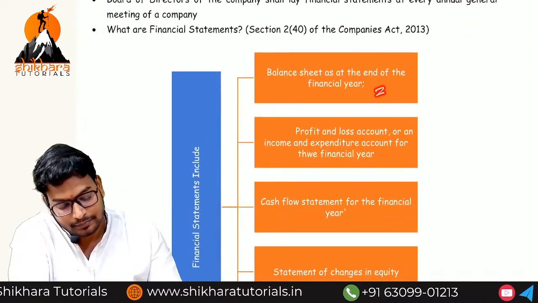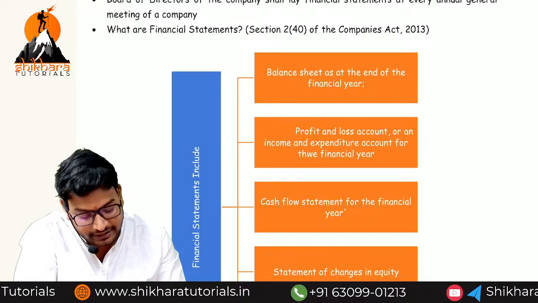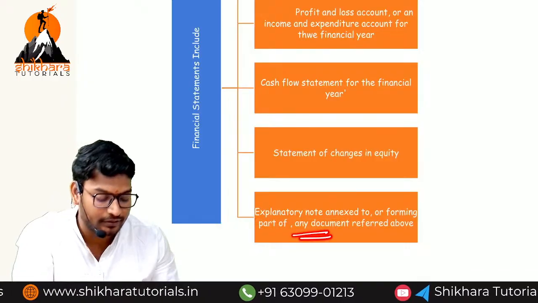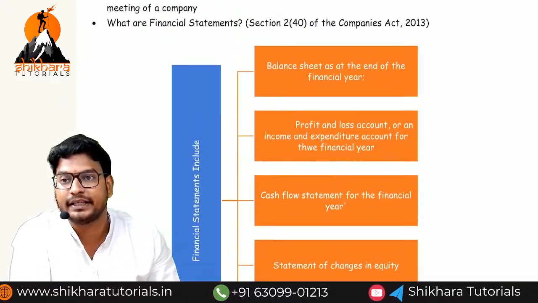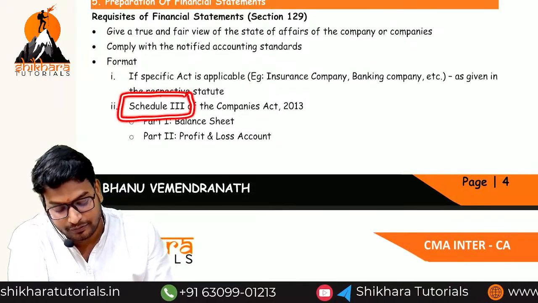Balance sheet, profit and loss account, cash flow statement, statement of changes in equity, and next one, what? Explanatory notes to attach to, forming part of, nothing but what? Working notes we can call it as. So see here, Schedule 3. What is the pro forma they have given?